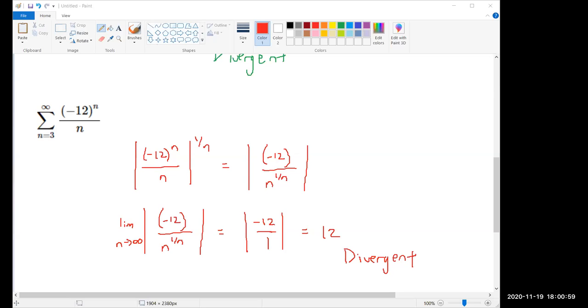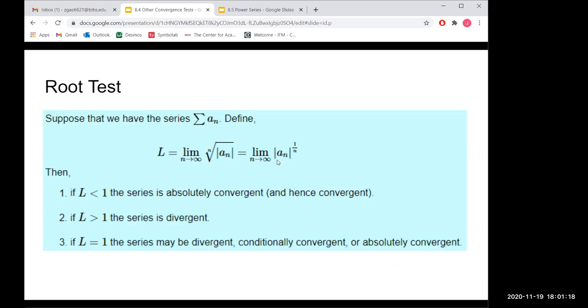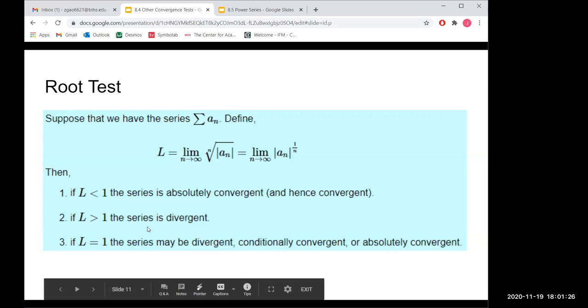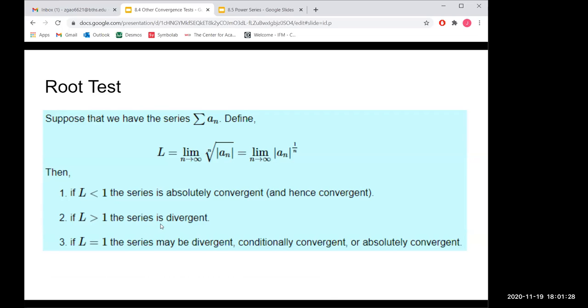Shouldn't 12 be convergent? Let me just pull up the conclusion for the root test, which is the same as the ratio test. So here's the root test. The conclusion is like this. If the limit is less than 1, it's convergent. If it's greater than 1, it's divergent. And if it's 1, it's inconclusive.